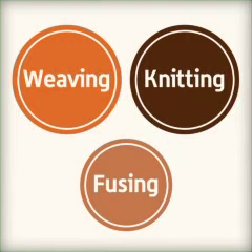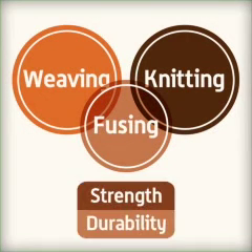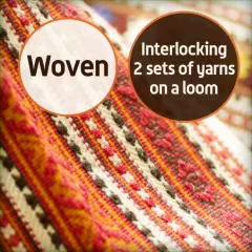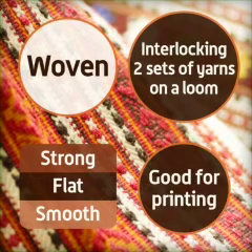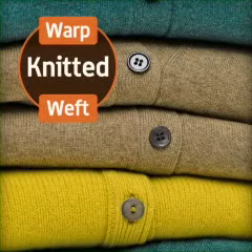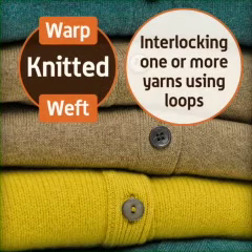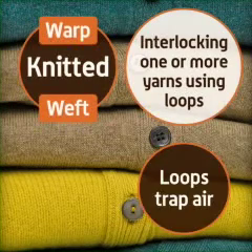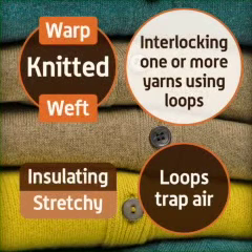Often a fabric can be woven or knitted and then go through a process that causes the fibres to fuse together to give the fabric extra strength and durability. Woven materials are made by interlocking 2 sets of yarns on a loom. Generally, the fabric doesn't stretch and is strong, flat, and smooth, and good for printing on. There are 2 ways of knitting: warp knitting and weft knitting.